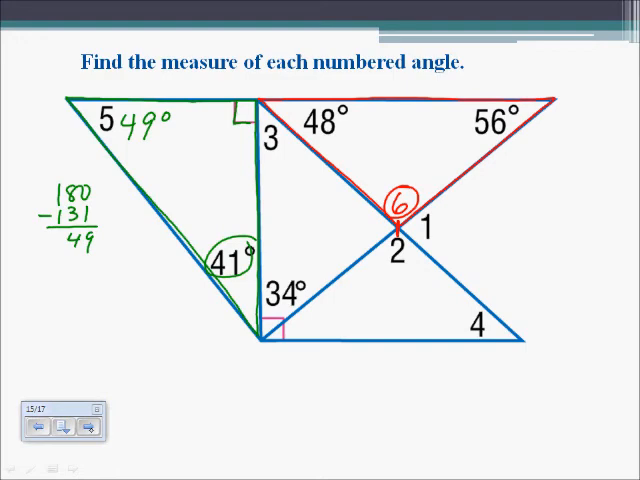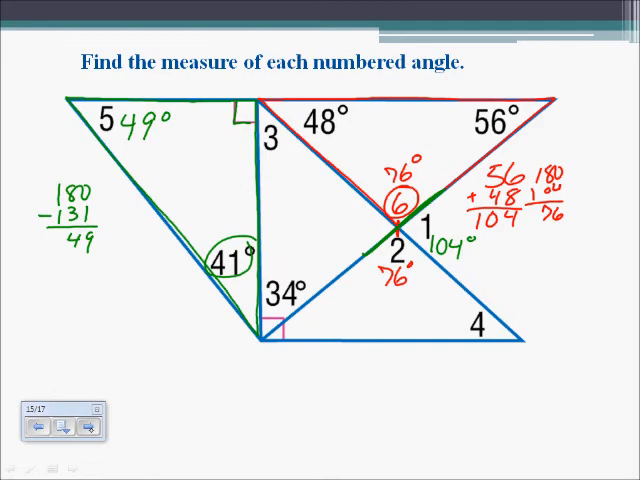Alright, so if I can find 6, let's take 56 plus 48, and that leaves us with 104. And 180 subtract 104 leaves us with 76. So therefore this is 76 degrees. Vertical angles would tell us that 2 is the same, so that's 76 degrees. From there we can note that 1 and 2 are a linear pair, which means they are supplementary, which means they add to 180. So I know that angle 1 has to be 104 degrees.